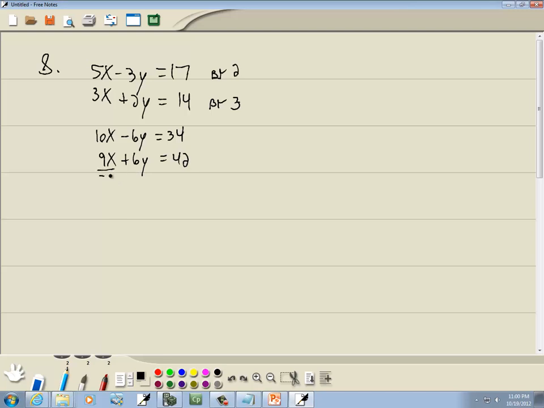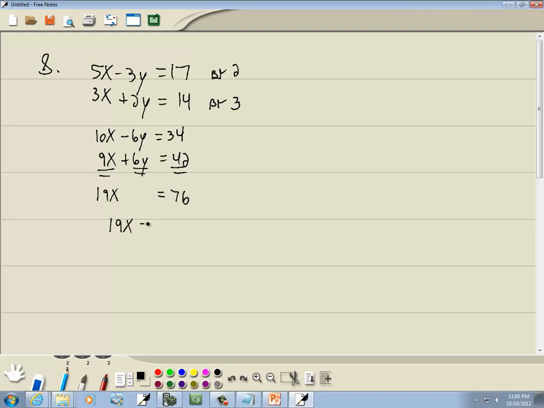Okay, so now I'm going to add them. Hopefully one of my variables will be eliminated. If it isn't, that means you didn't multiply these by the right numbers. Well, 10x plus 9x gives us 19x. Negative 6y plus 6y drops away. 34 plus 42 gives us 72. No, 76.